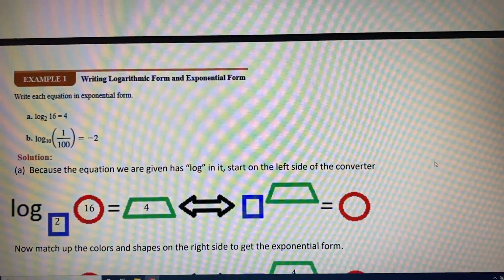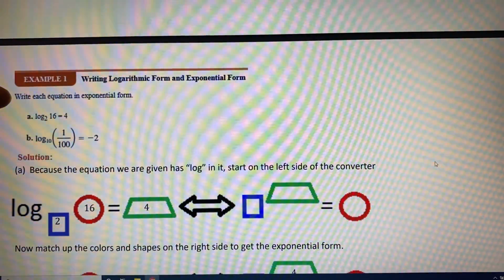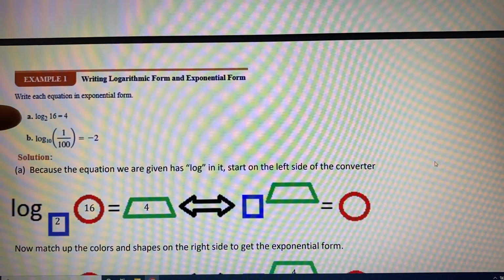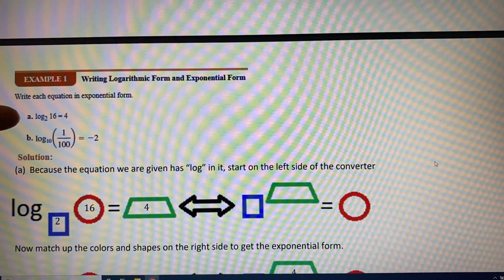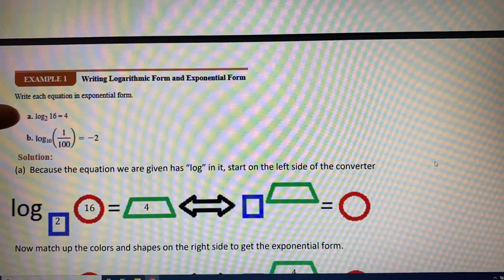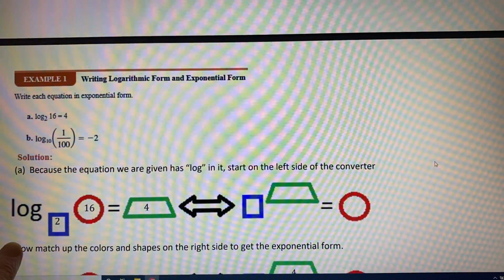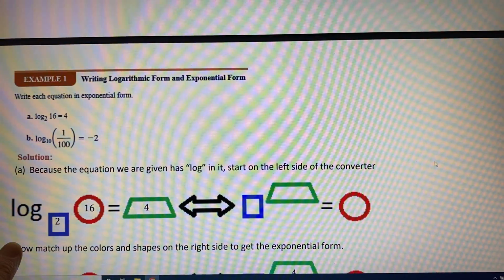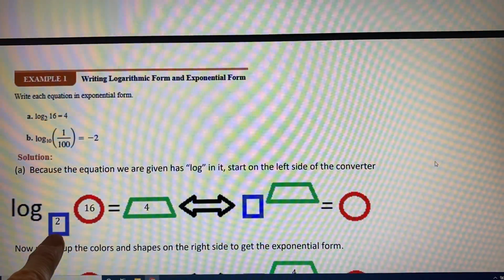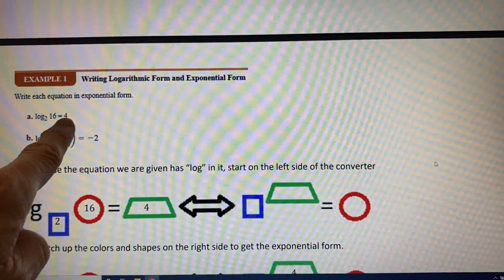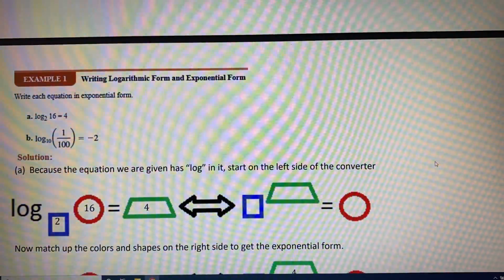Let's learn it now. Example, write each equation in exponential form. Part A says log base 2 of 16 equals 4. All right, because the equation we are given has the word log in it, we start on the left side of our converter, and we fill in the colored shapes. The base 2 goes in the blue box. The argument 16 goes in the red circle. The exponent 4 goes in the green trapezoid.